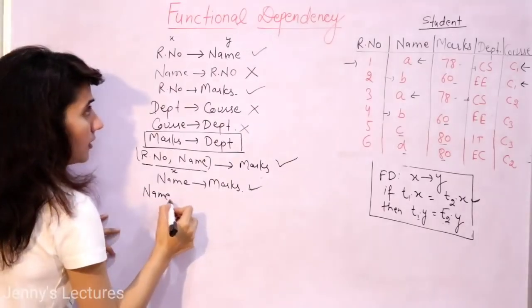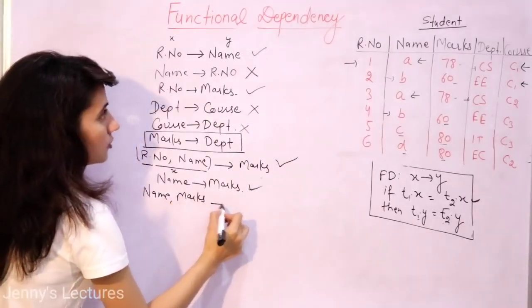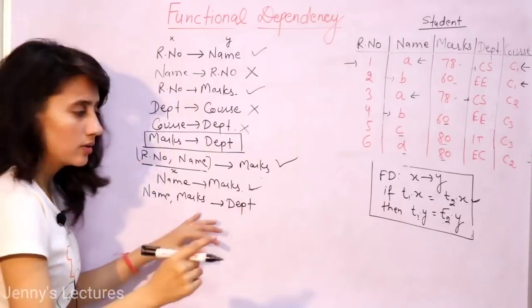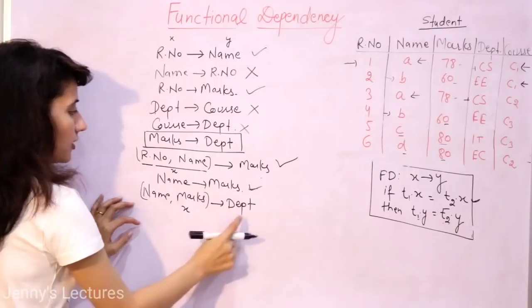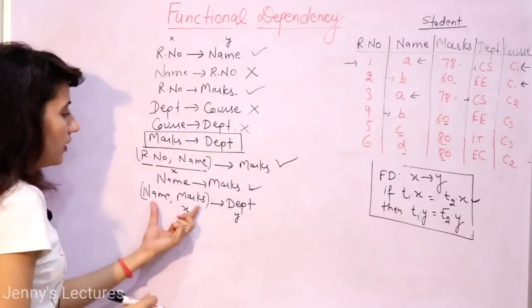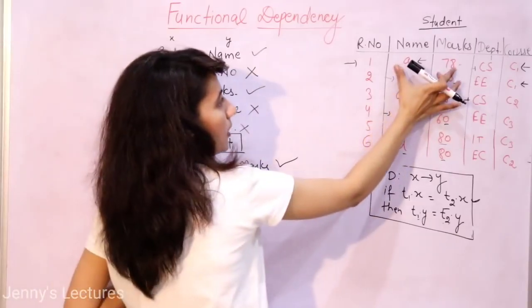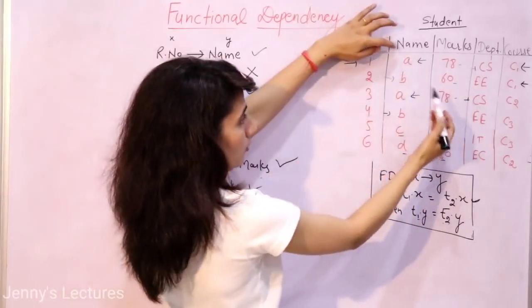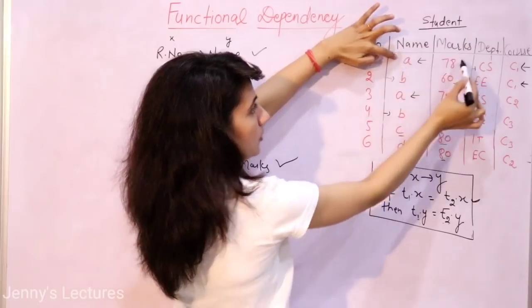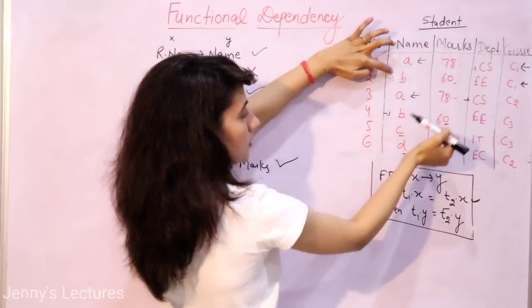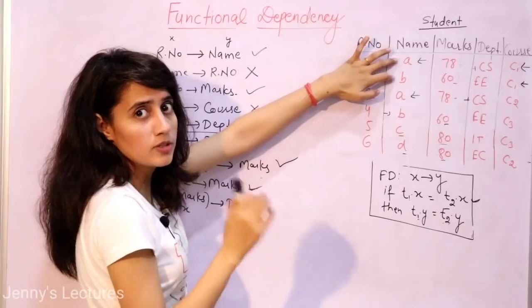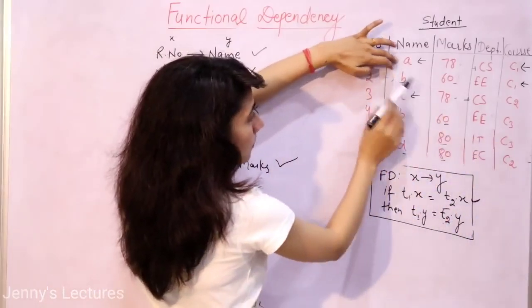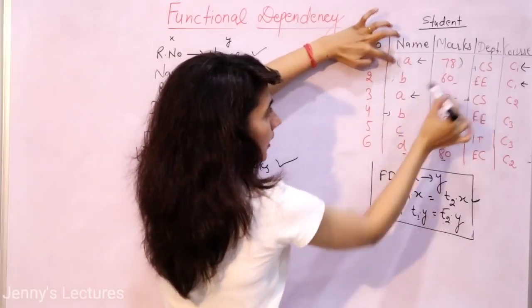Now suppose I am taking name, marks determine department. Is this a functional dependency or not? Now this complete part is X and this is Y. Name and marks together, this complete. Suppose we take any two tuples and check the values. Suppose this and this: here the combination is A, 78, here B, 60. So the value of X for the two tuples is not the same, no need to check the Y value, we don't care about the Y value.